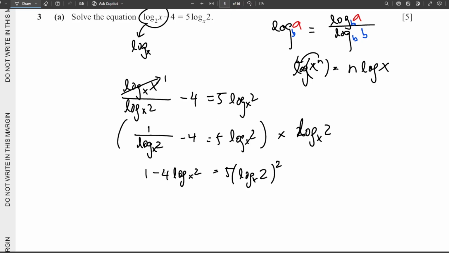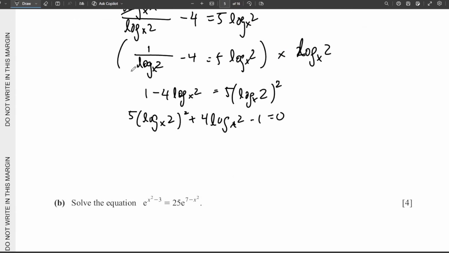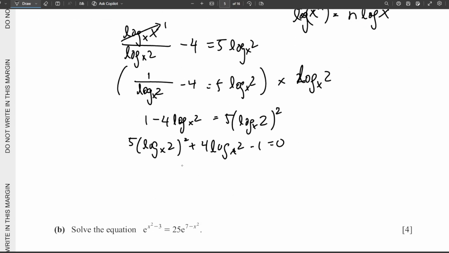So we have to treat this as a quadratic equation in terms of log base 2. So we rearrange, so hopefully you can see clearly. Okay, it should be clearer now. Now it's quadratic, and we can try and factorize it.